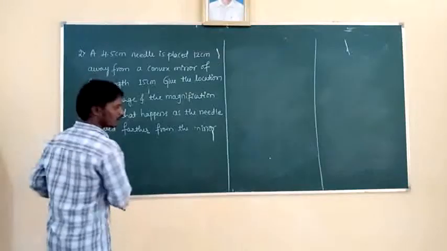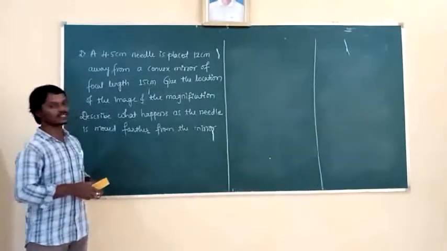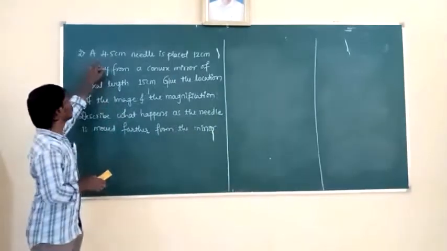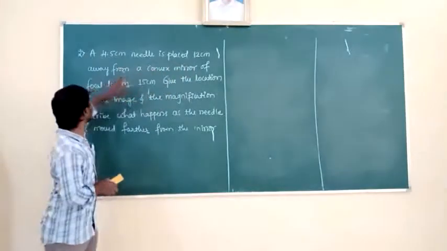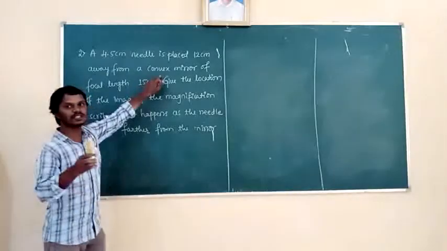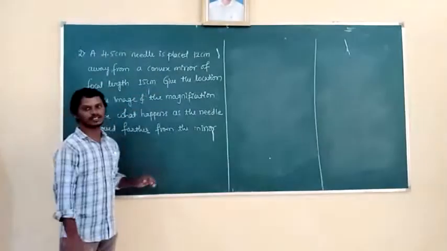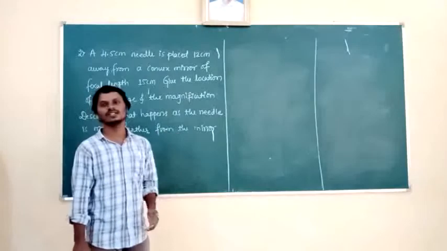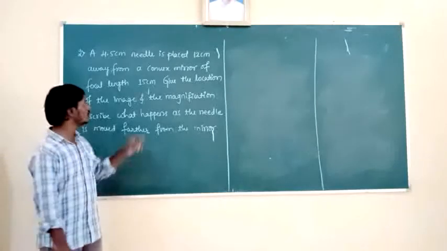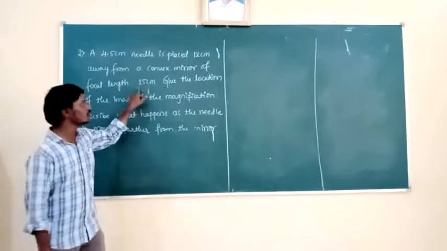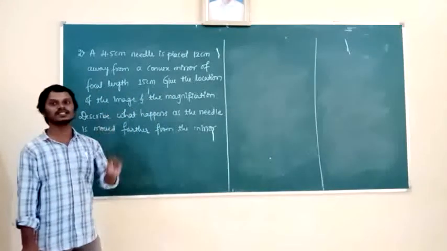So write down. So let us solve the second numerical. What is that second numerical? A 4.5 centimeter needle is placed 12 centimeter away from a convex mirror. Which mirror is given here? Convex mirror is given, of focal length 15 centimeter. So directly they have given the focal length value. If they give the radius of curvature, you have to find the focal length. But here directly they have given the focal length. Then give the location of the image, means we have to find the image distance.